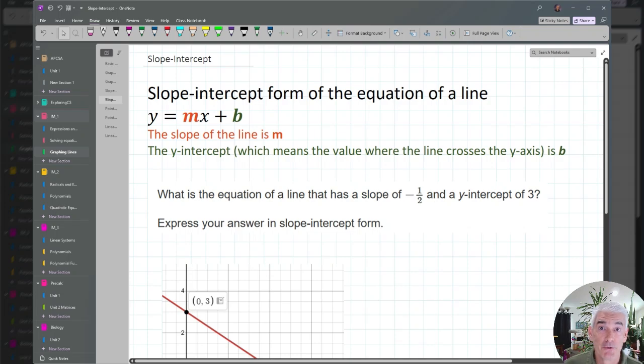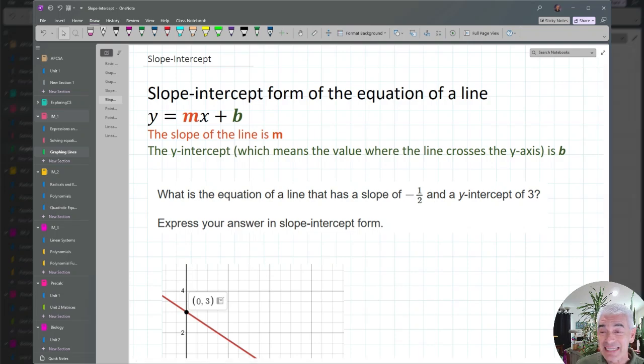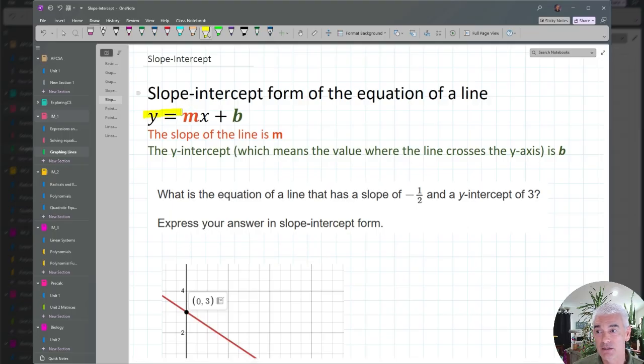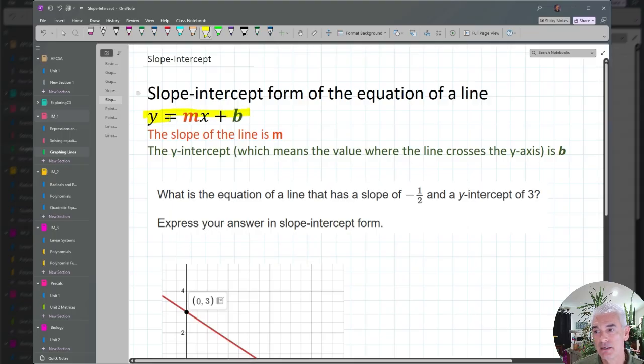All right, so we're going to do a little bit of finding the equation of a line in slope-intercept form and then graphing it if it's already in that form. Slope-intercept form of the equation of a line is a very classic one that you get in every algebra class, or in this case, IM1. And it's in the form y equals mx plus b.